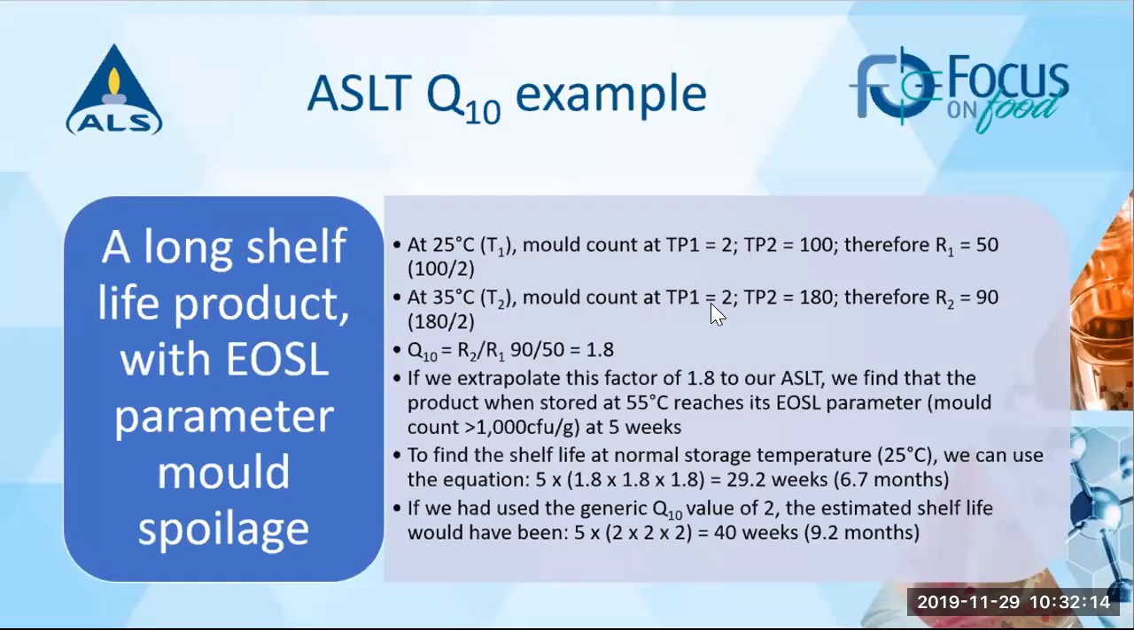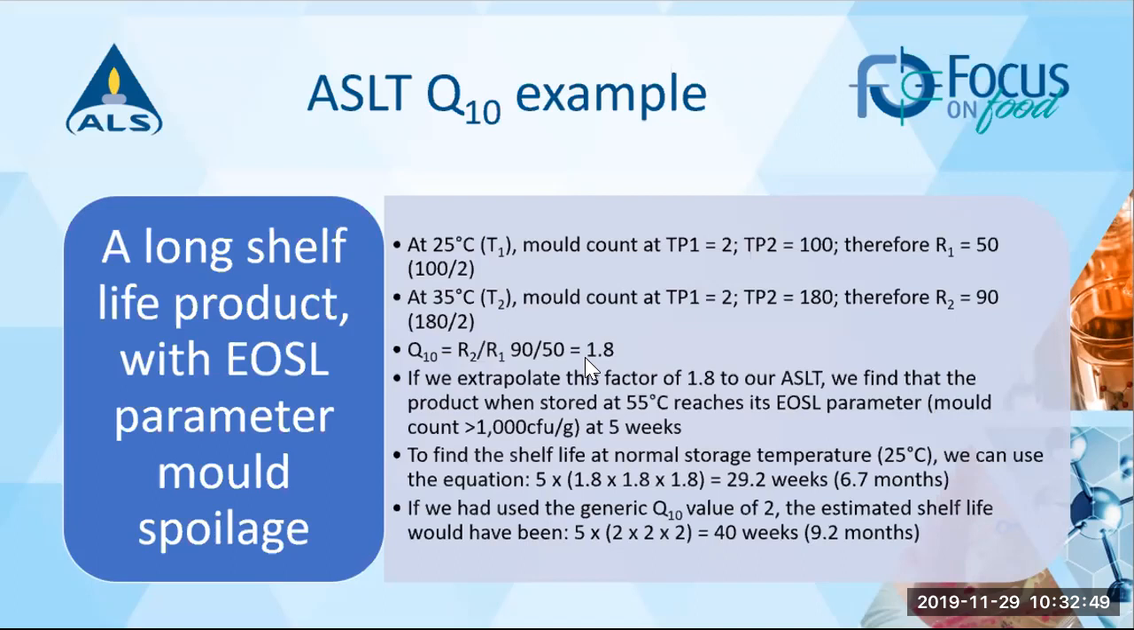When we increase the temperature to 35 degrees, which is 10 degrees more, we see that at time point 1, obviously the mold count is 2, but at time point 2, the mold count has gone up to 180. So the rate of spoilage there is 180 divided by 2, which equals 90. So now we have the two rates of spoilage, R2 and R1, at different temperatures, T1 and T2. We can work out the Q10 factor by dividing R2, which is 90, by R1, which is 50, giving us a factor of 1.8.